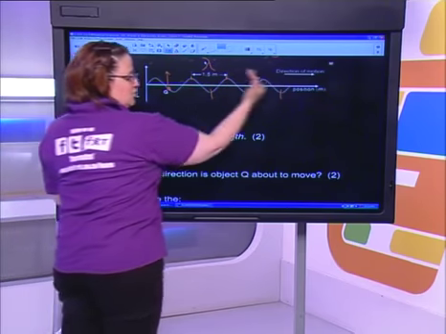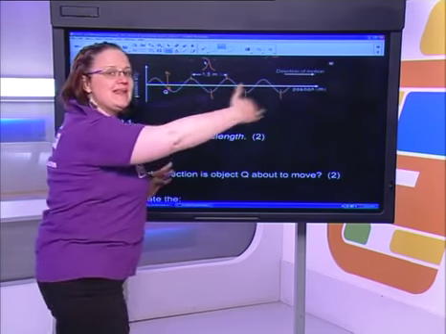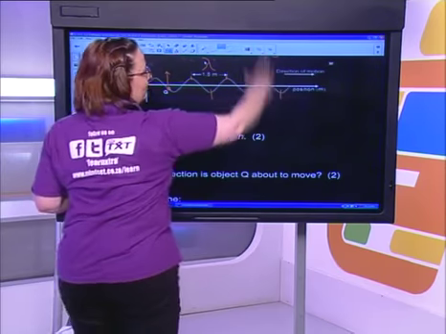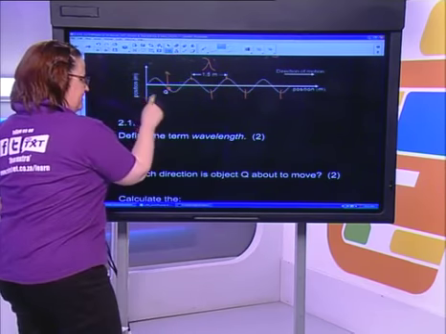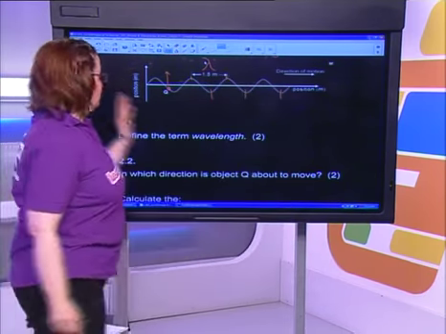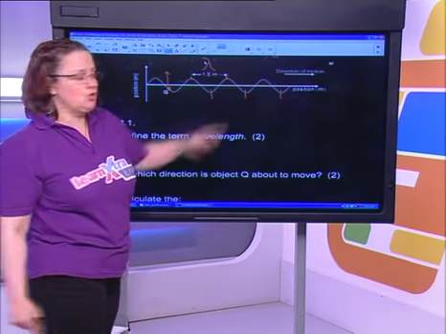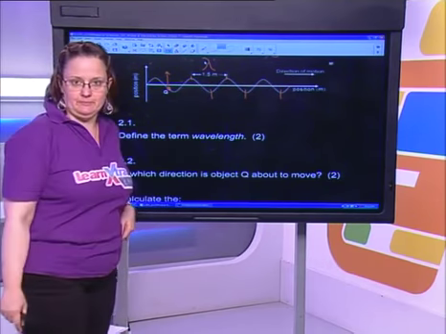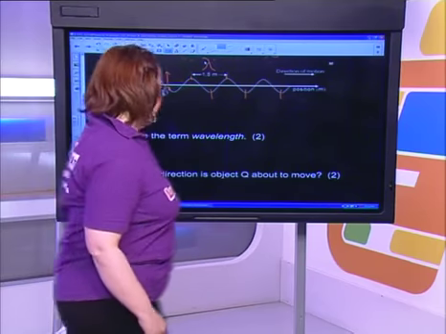So everything to the right of particle Q has already happened to Q. It's already done all of this. Whatever's on the left of point Q is what's still going to happen to Q. Okay, so this is still got to come towards Q, which is why point Q is moving up. It's the easiest way to think about it, all right?